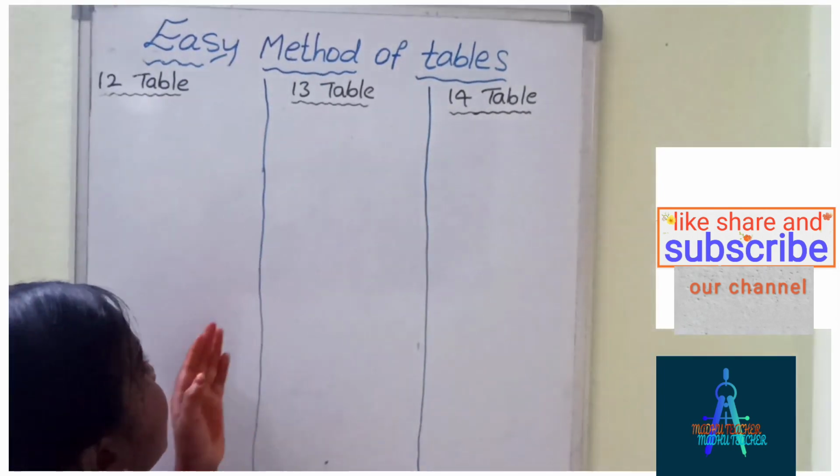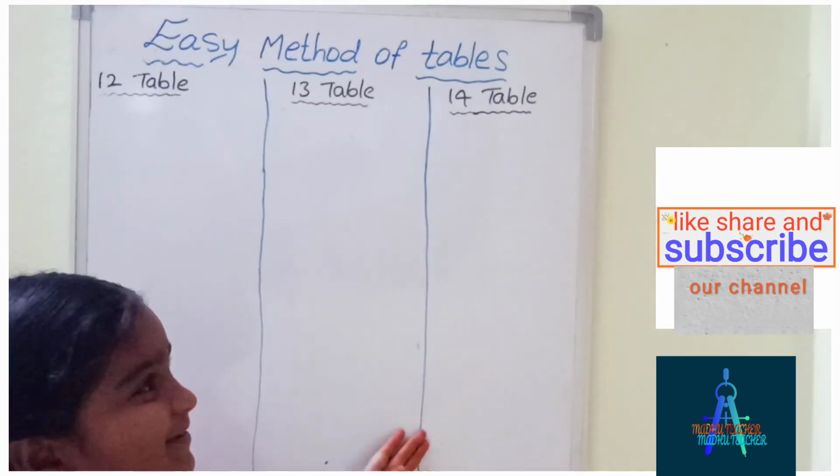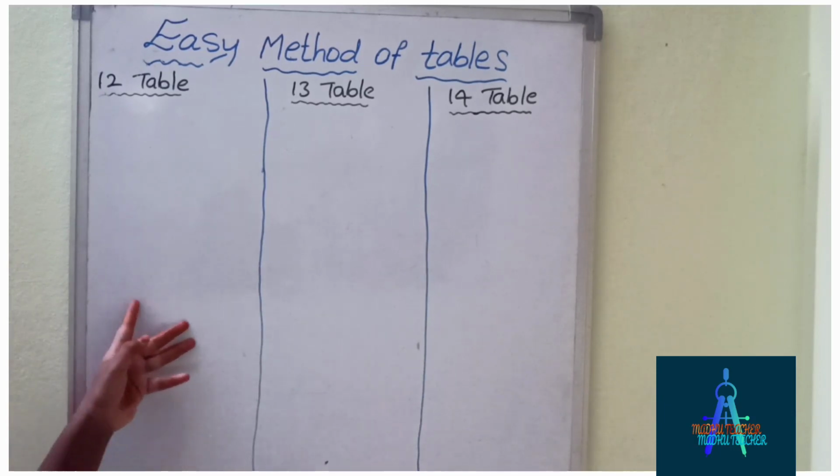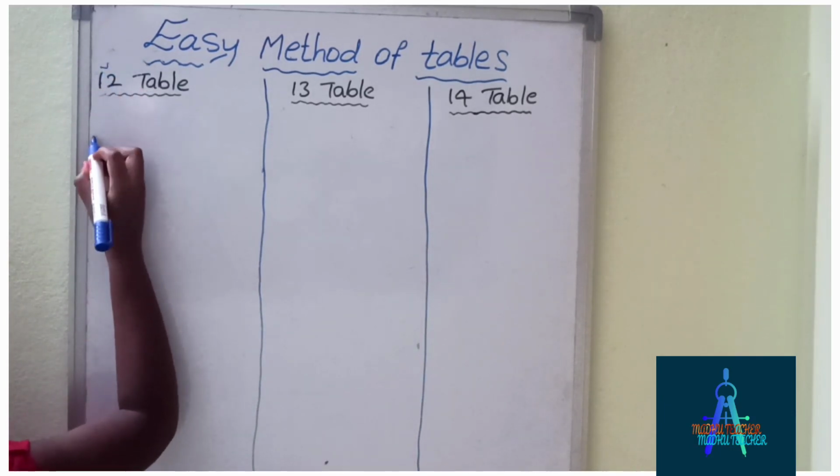This is the method of tables: 12 table, 13 table, 14 table. First we must tell the 12 table method. First we must write 1 table.